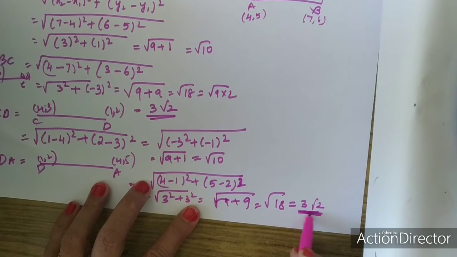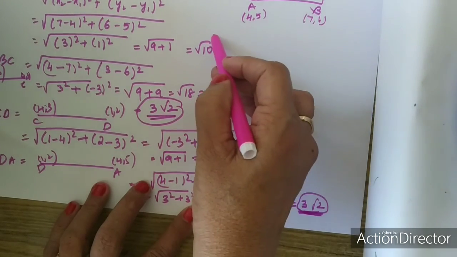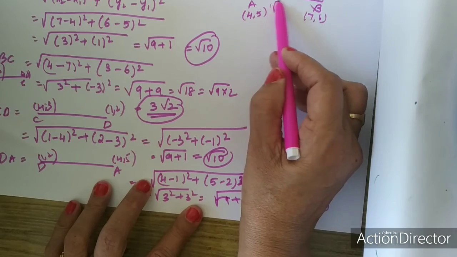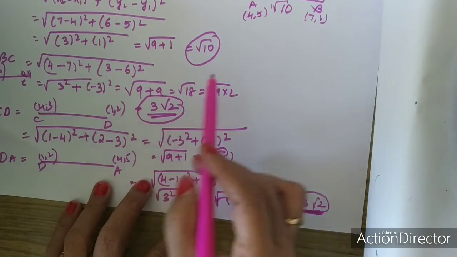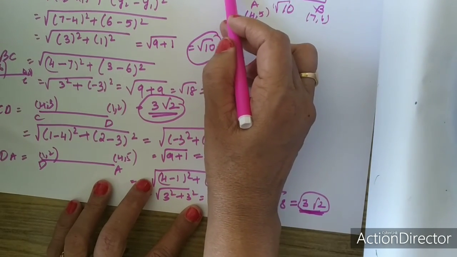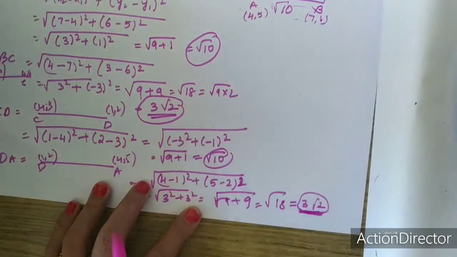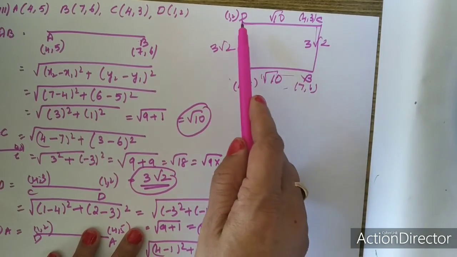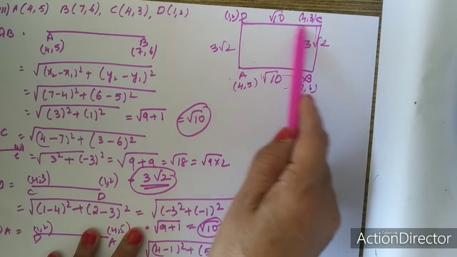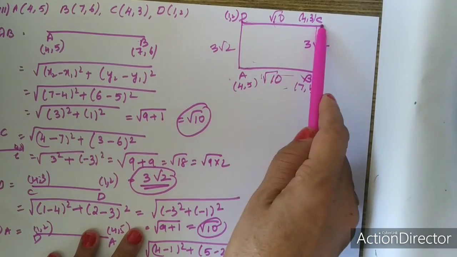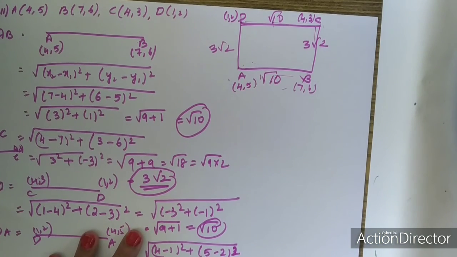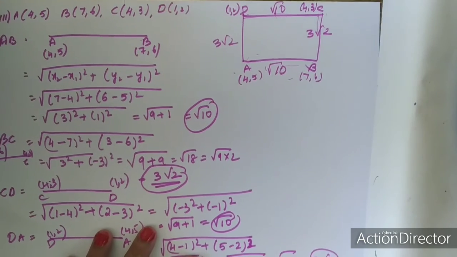Now I am able to observe here also 3 root 2, here also 3 root 2 and root 10 and one more root 10. So let me write the values over here so that it is very easy for you to understand. AB is root 10 and BC is 3 root 2 and CD is root 10 and DA is 3 root 2. So you are able to observe that the opposite sides are equal over here. I have written all the values in the figure. From the figure you are able to see that the opposite sides are equal. AB is root 10 and CD is also root 10. BC is 3 root 2 and AD is also 3 root 2. So we can decide this is either a parallelogram or a rectangle.